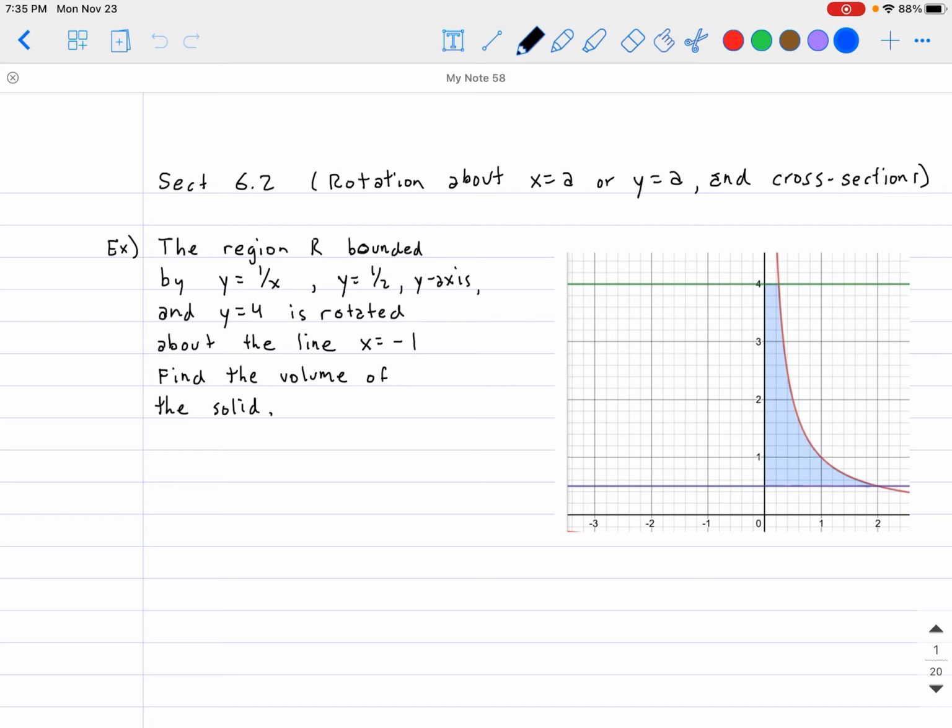Today we will be talking about rotation of a region about a line that is not the axis. So maybe say the line x equals a and also y equals a. Because in the previous section we learned how to solve for the volume using the disk method and also the washer method. It's basically the same idea, except your rotation is no longer about the axis, but rather some sort of horizontal line or vertical line.